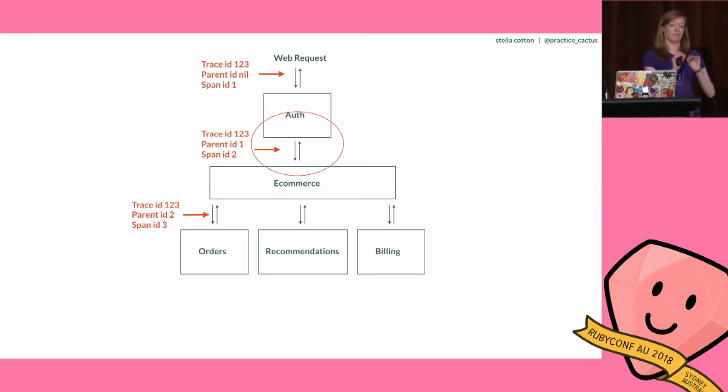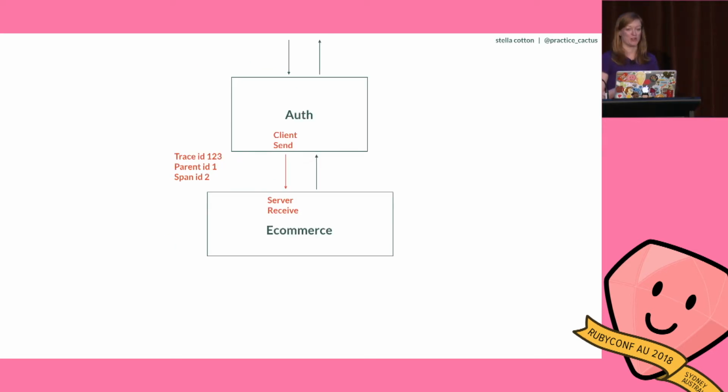So zooming in, zoom in and enhance, to where our auth process is talking to our e-commerce process. In addition to passing along the trace ID, parent ID, and the child ID, we'll also annotate with a tag and a timestamp. So the auth process is going to annotate that it sent the request. The e-commerce app is going to annotate that it received a request. And so you could compare the timestamps there, and you can see the network latency between the two. So if you had a lot of requests queuing up, you would see that time go up between them.